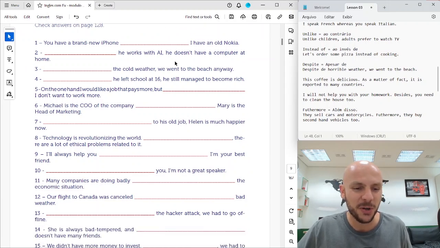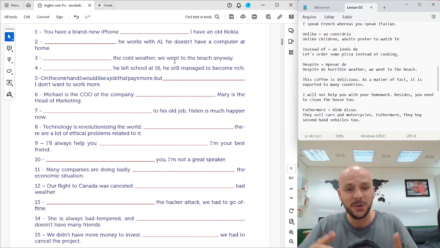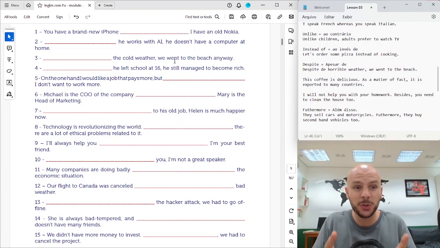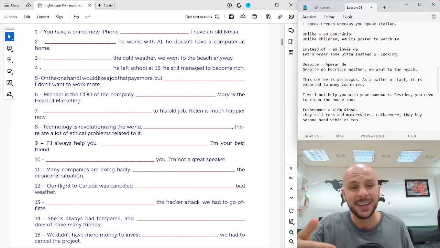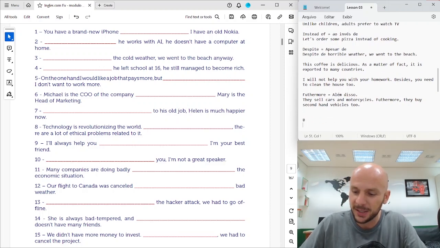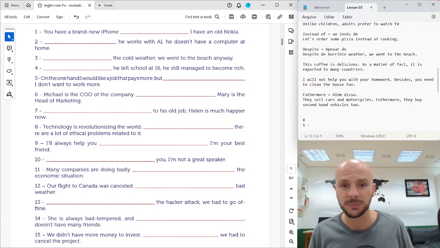Okay, you are going to press pause in this video now, and then you are going to try to do this exercise. You have to complete these sentences with the connectors according to their meaning. I'm going to do the first one so you have an idea, and then you press pause and continue with the others, okay? So, letter B, number 1. You have a brand new iPhone. I have an old Nokia.